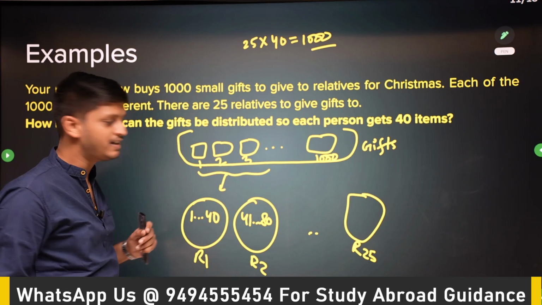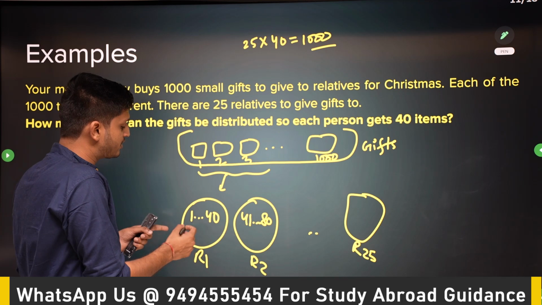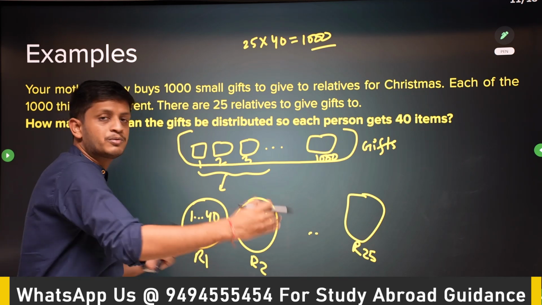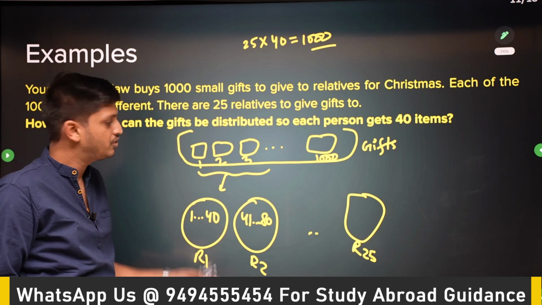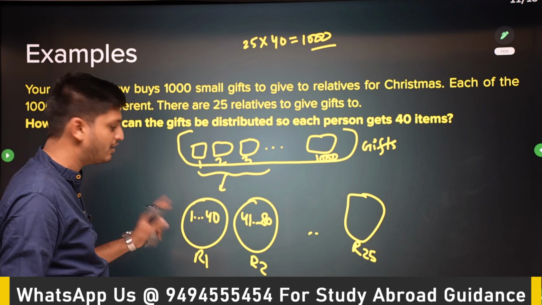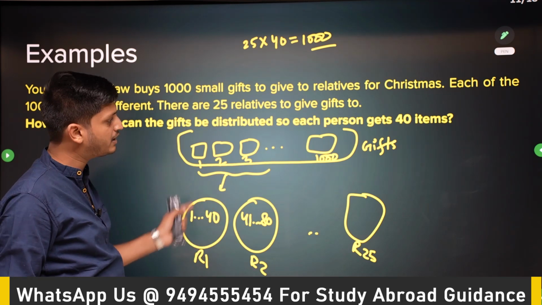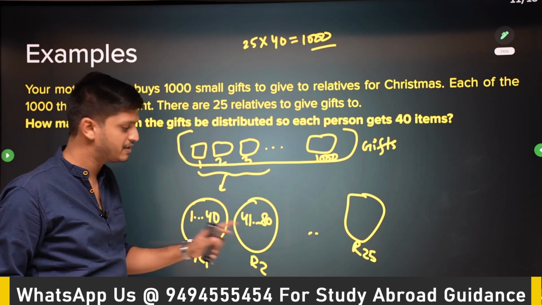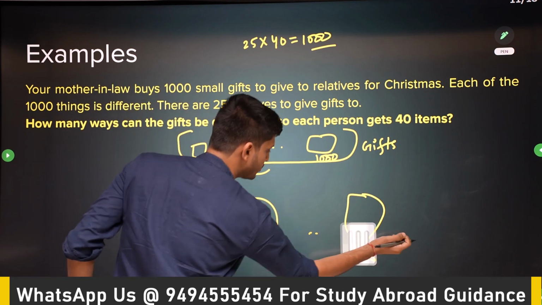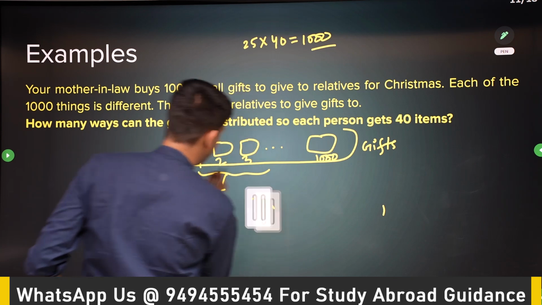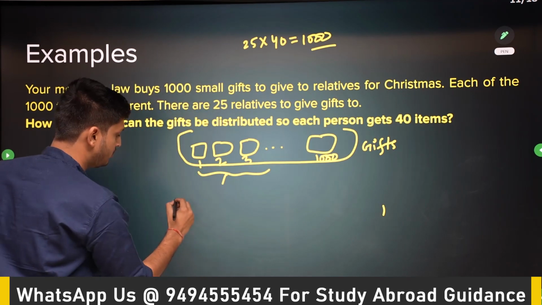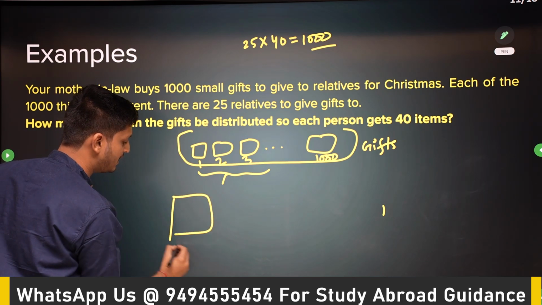The first relative doesn't care if they are getting 1, 2, 3 up to 40 or 2, 1, 3 up to 40. The order doesn't matter. You just have to pick any 40 items out of these 1000 items and give them to the first relative. Then from the remaining items, you take 40 items and give them to the second relative, and so on. So if you have to break this problem down using the rule of product, how will you do it? Let's say you have 1000 gifts to give. This is your first task, T1.